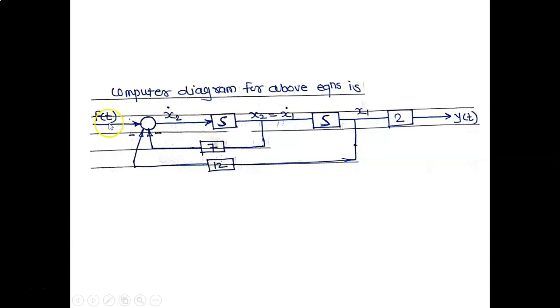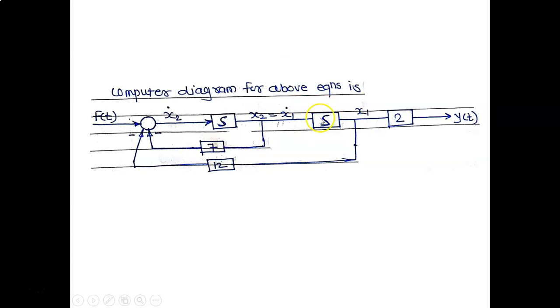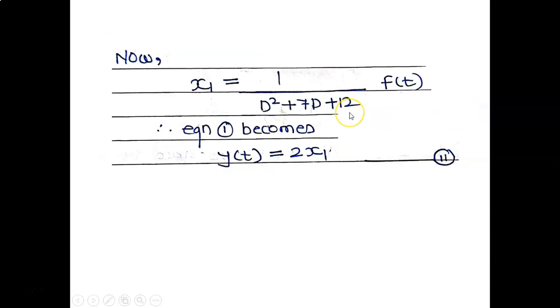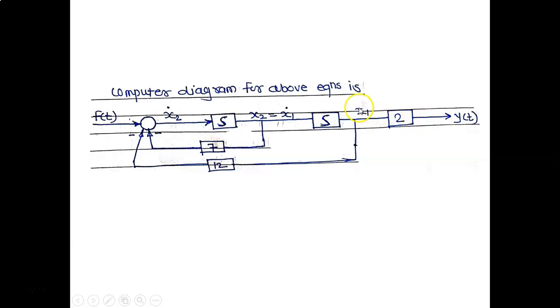Now see that at the summing point, the signal is positive f of t, and the output of the summing point is x2 dot. Its integration is x2, which is equal to x1 dot. Therefore, integration of x1 dot is equal to x1, and again it is fed back to 2, and the output y(t) is equal to 2x1. This is our equation 2. Same output we should get. Therefore y(t) is equal to 2x1.